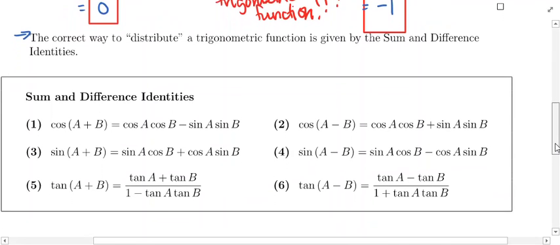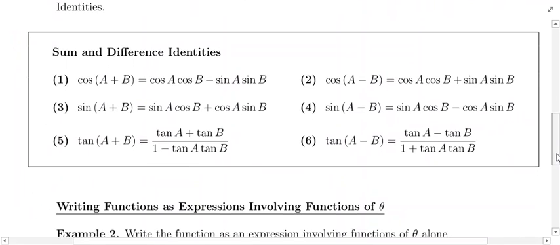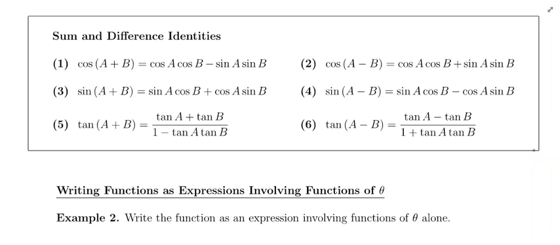Okay, so if you scroll down to the middle of page 1, in the box you will see the sum and difference identities. Like I said, this is the way you distribute through cosine, sine, and tangent. So here they are. I'm going to read through them, and then the rest of this section we will be getting practice with these particular identities. Identity number 1, the cosine of A plus B.